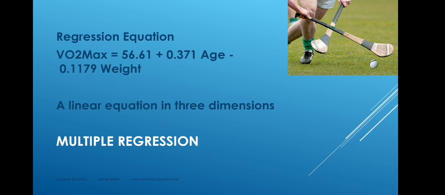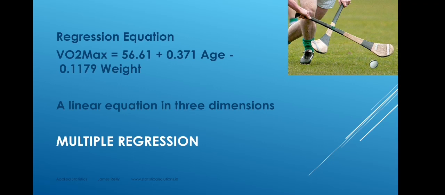In this example, we're looking at a regression model that can predict the VO2 max, which is the peak oxygen uptake, an important measure of an athlete's endurance. It might be possible to predict the VO2 max of athletes using both the age and the weight of the athletes. The data that this is based on are taken from athletes who play hurling in County Dublin.